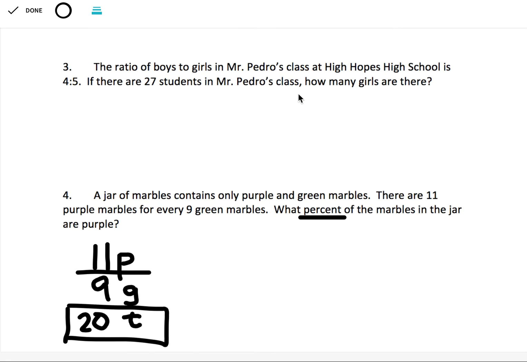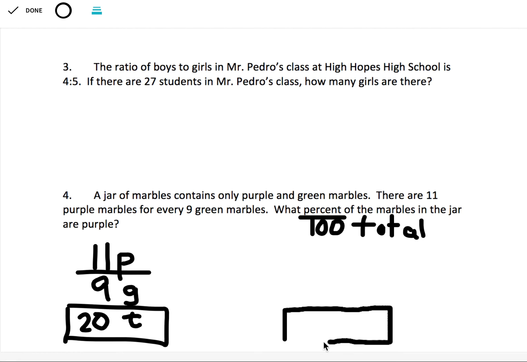Now in this problem there's not another number, but we know percent means out of 100. So percent is always asking you if there were 100 total, how many of this part would there be? So we're going to put this 100 total over here. And now we can see that our multiplier in this problem is 5, because 20 times 5 is 100.